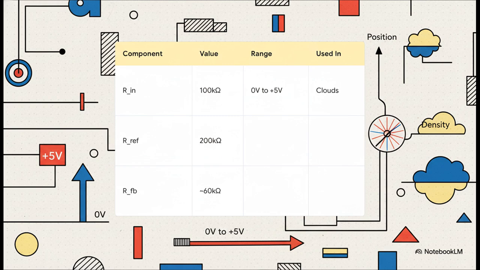And finally, just to complete the picture, there's a type C. This one's a special case. It's unipolar. That means it's only designed for positive signals, from 0 to 5 volts. This is perfect for parameters like position or density on Clouds, where you don't really need a negative modulation.